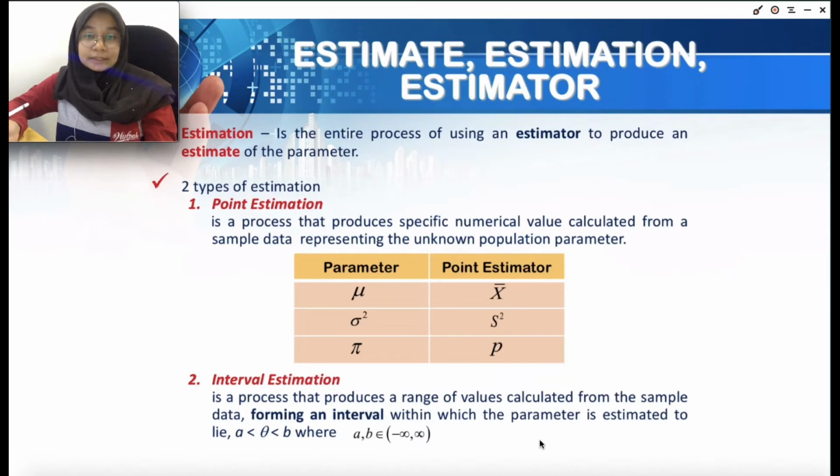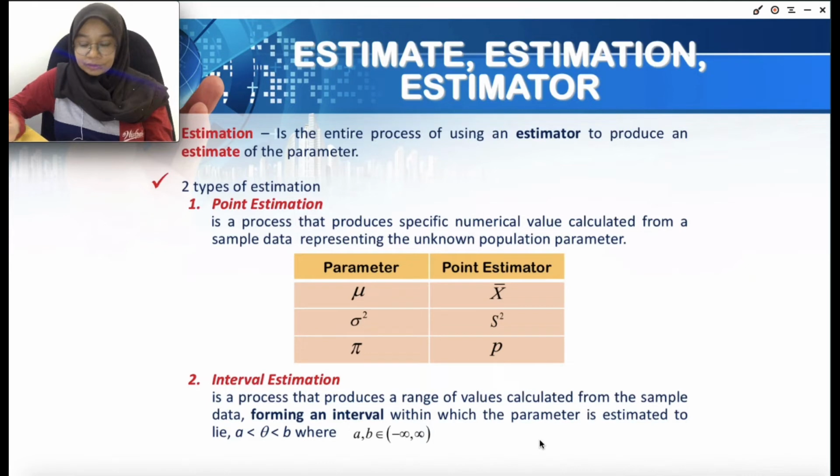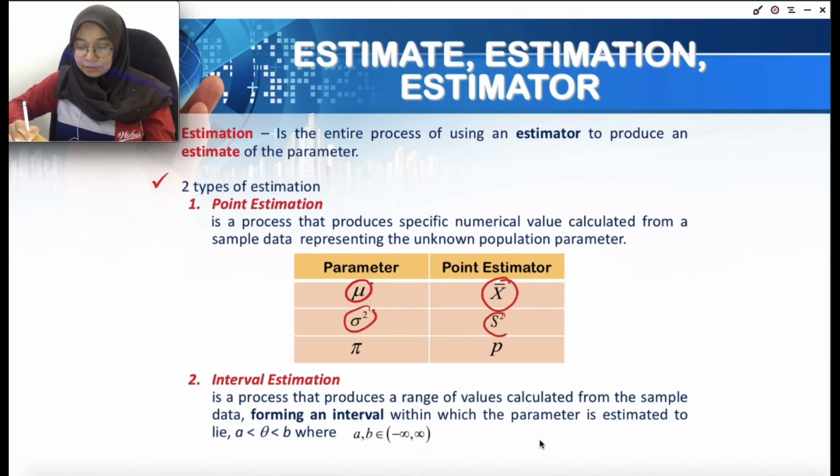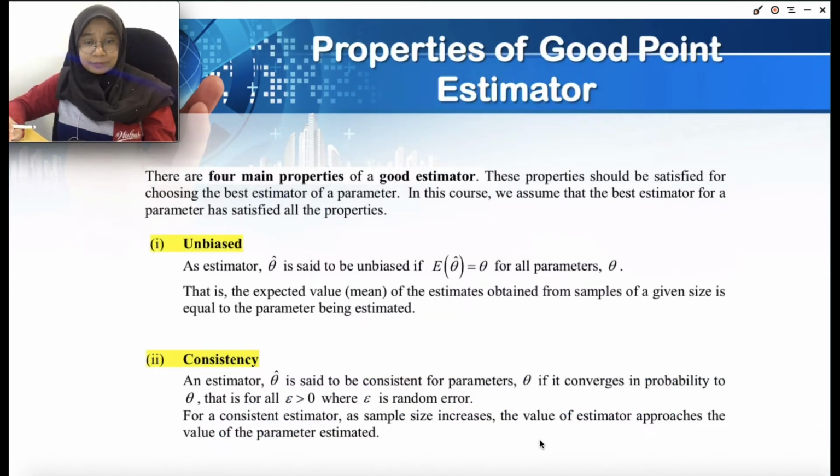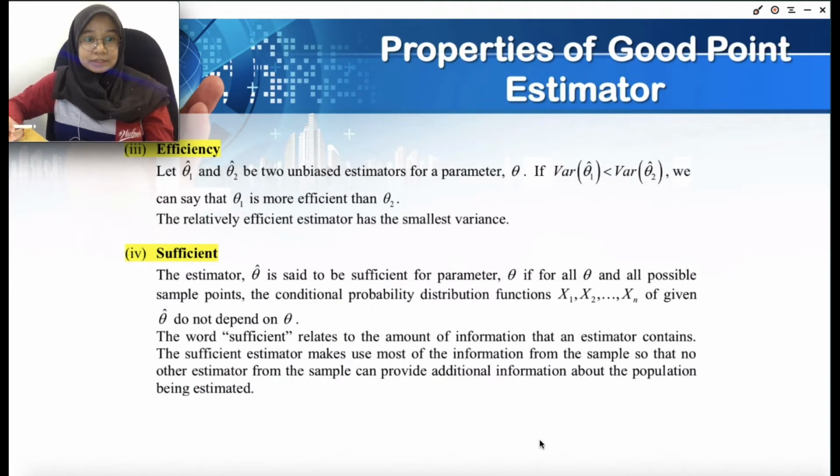Estimation, entire process. Okay, we have two types of estimation. There is point estimation and interval estimation. So point estimation, we estimate 1 point only. Okay, for the parameter, the estimator for mu is x bar, estimator for sigma square is s square, estimator for pi is p. So how about interval estimation? We estimate using range, selang masa. Right? So these are the properties of a good point estimator. It must be unbiased, consistency, efficiency, and sufficient.